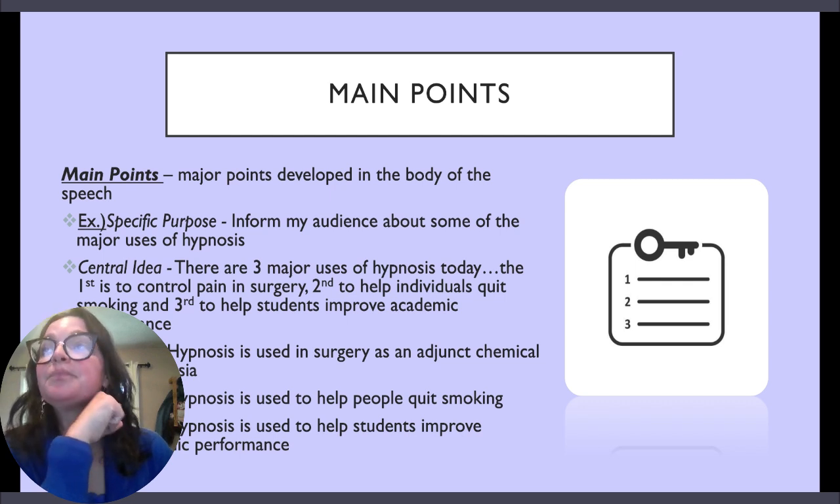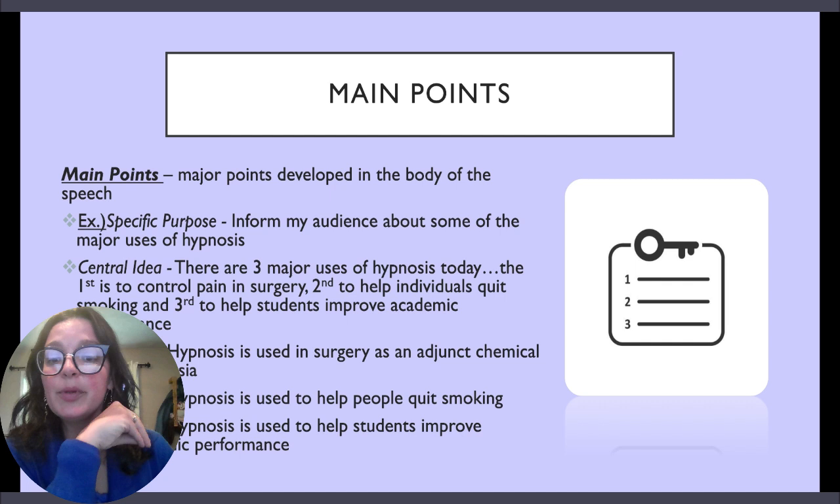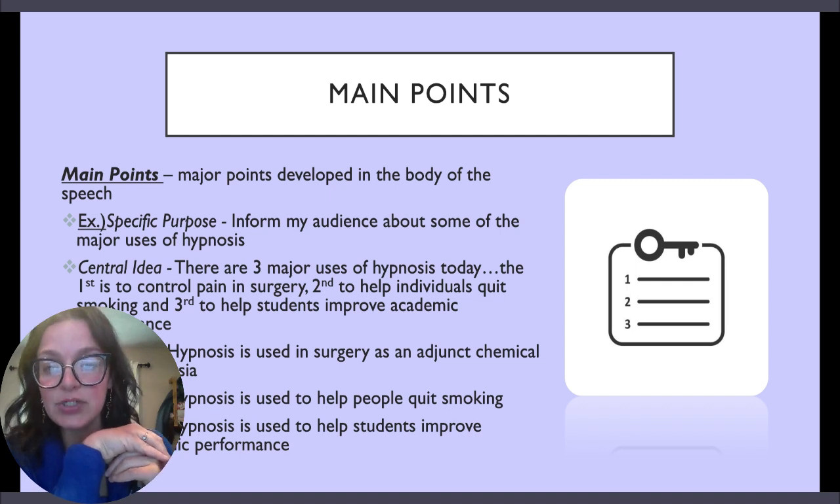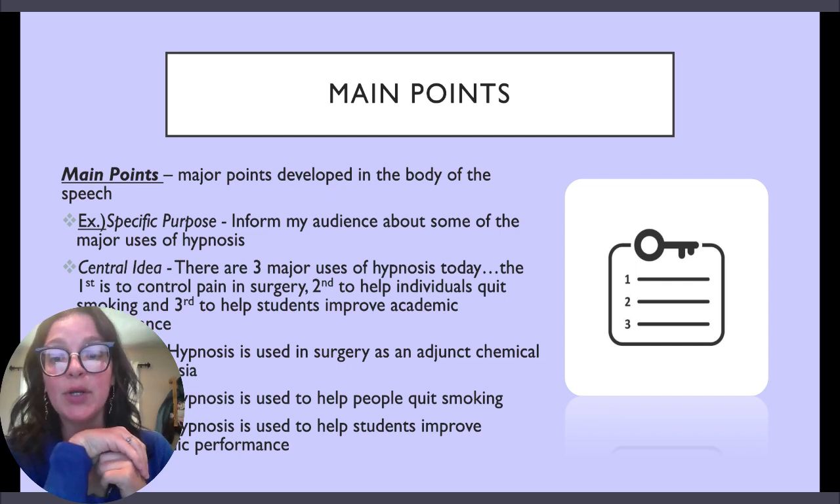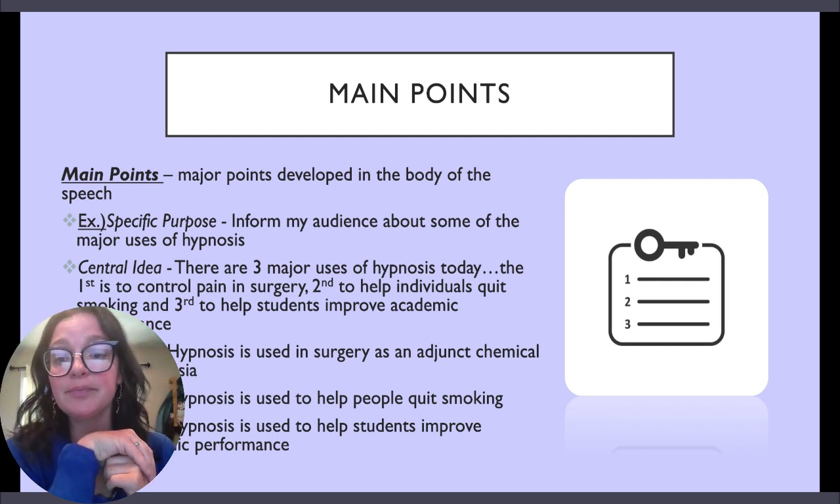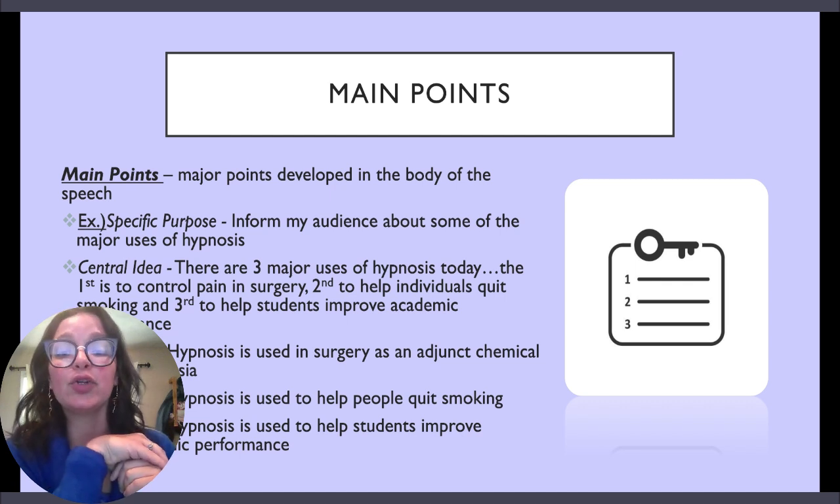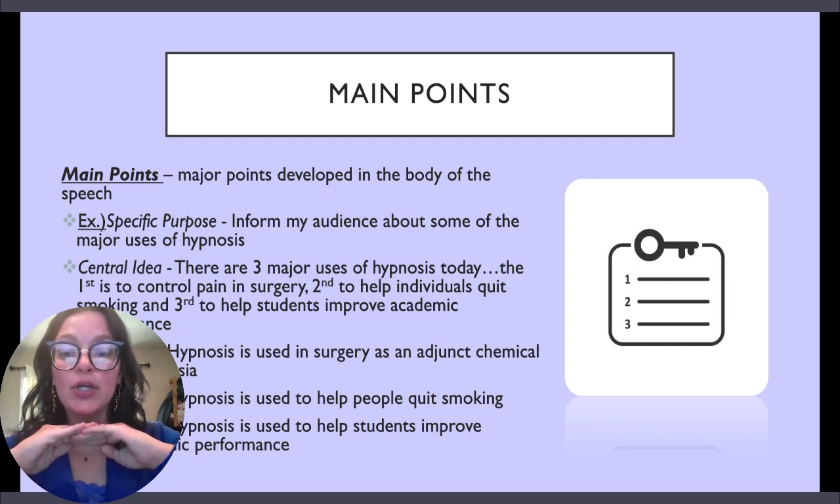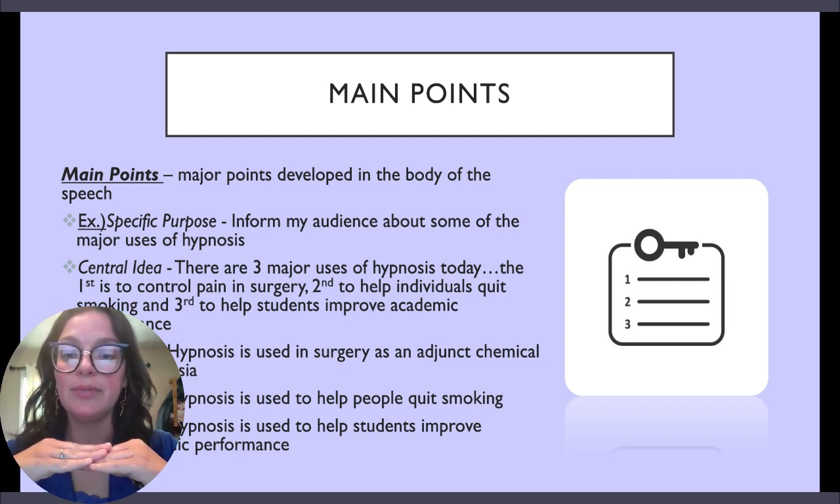Let's look at an example. Our specific purpose is to inform your audience about some major uses of hypnosis. We're pretending that this is the speech, and we're informing the audience about major uses of hypnosis. Our central idea is that there are three major uses of hypnosis today. The first is to control pain in surgery. Number one main point: control pain in surgery. That's why hypnosis is used.